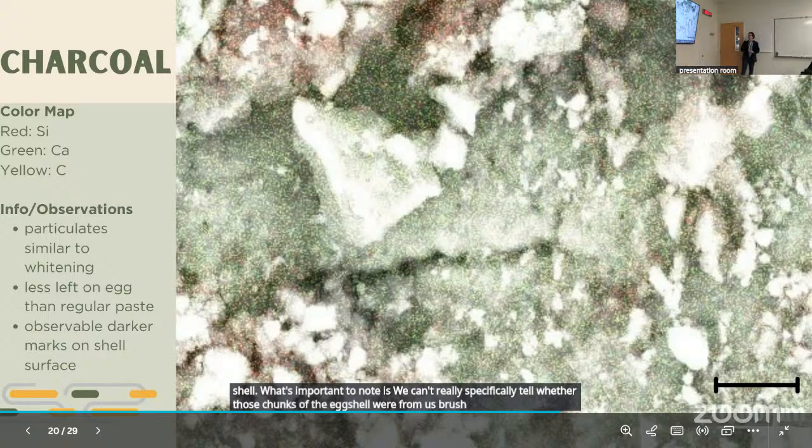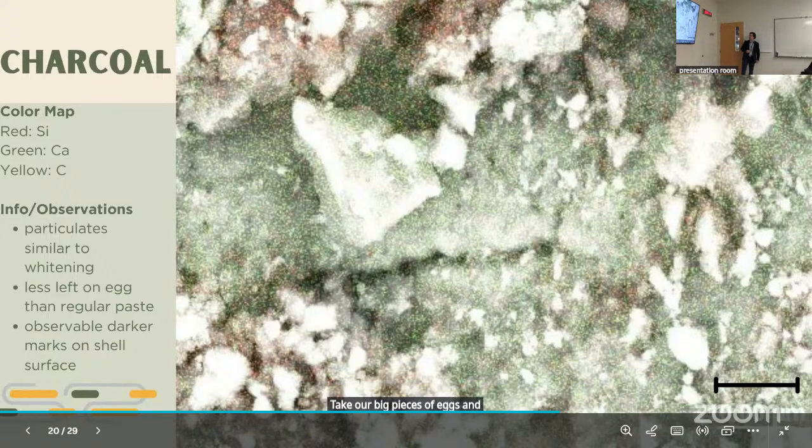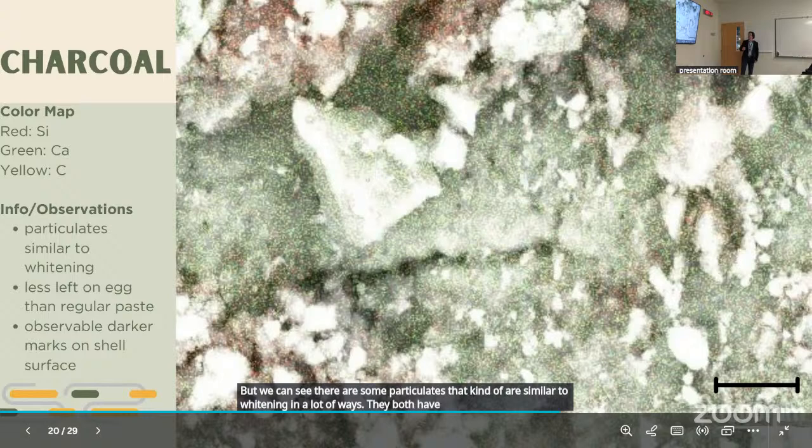or whether it was something like a micro break when we had to take our big pieces of eggs and bring them down to even smaller pieces of eggs. But we can see there are some particulates that are similar to whitening in a lot of ways. They both have the higher concentration of silica and RDA. And unlike the regular toothpaste, at least in this section here, we see less evidence of paste being left over.